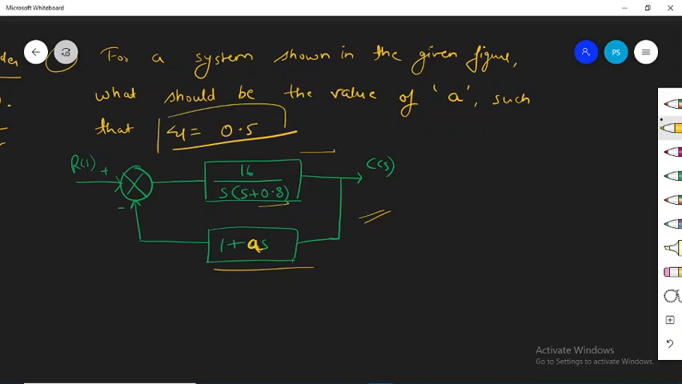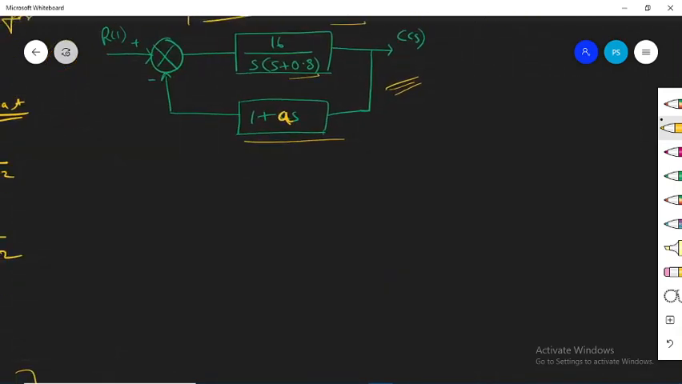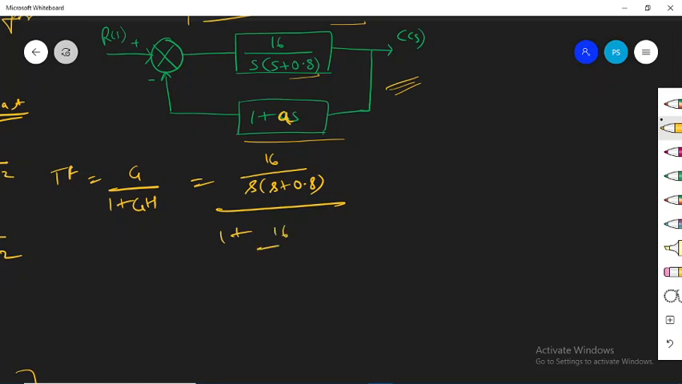So they have given us the value of zeta. Zeta should be equal to 0.5. For that value of zeta, what should be the value of A? So first thing, find out the transfer function of the system. पहला step, system का transfer function find out करो. So for the system, the transfer function is going to be G upon 1 plus G into H. G is given as 16 divided by s into s plus 0.8, divided by 1 plus again G into H, it's 1 plus As.